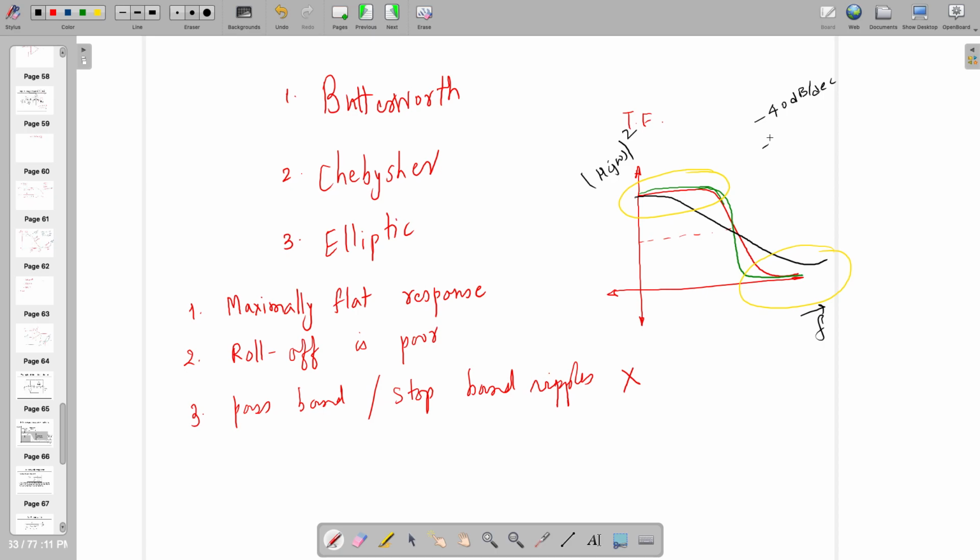As order is increasing, it means the number of poles is increasing. And the most important thing is, this is an all-pole function only. It will have all the poles with some constant value. Meaning the transfer function will look like this.